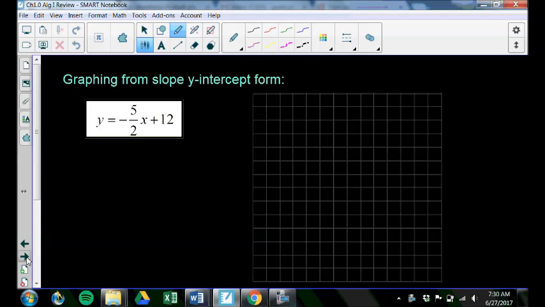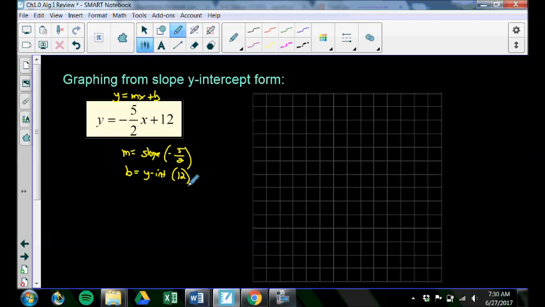I'm going to graph this, which is in slope-intercept form, which we often think of as y equals mx plus b, where m is your slope, which in this case is negative 5 over 2, and b is your y-intercept, which in this case is a positive 12.